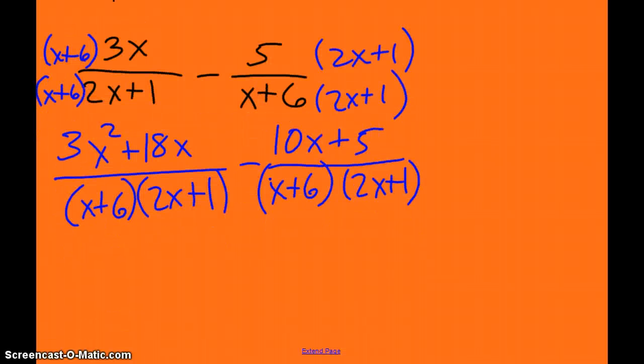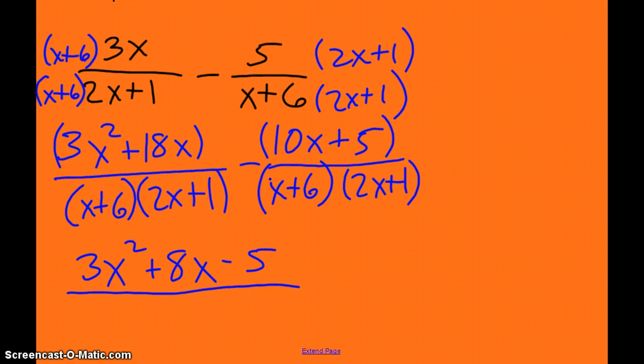I just need to be careful here. When I'm subtracting rationals, I treat them like they're in parentheses, and I have to distribute that minus to the entire second part of the problem. So my answer is 3x squared, and I have 18x minus 10x, which is 8x, so plus 8x, and then I have to minus the 5 because that subtraction applies to the entire second fraction. And my denominator is x plus 6 times 2x plus 1. You can always leave your denominators in factored form.